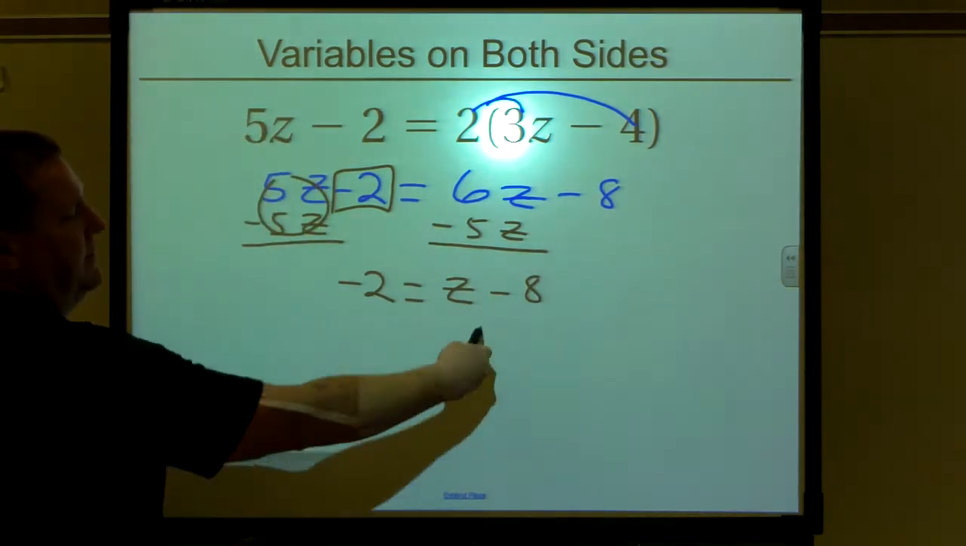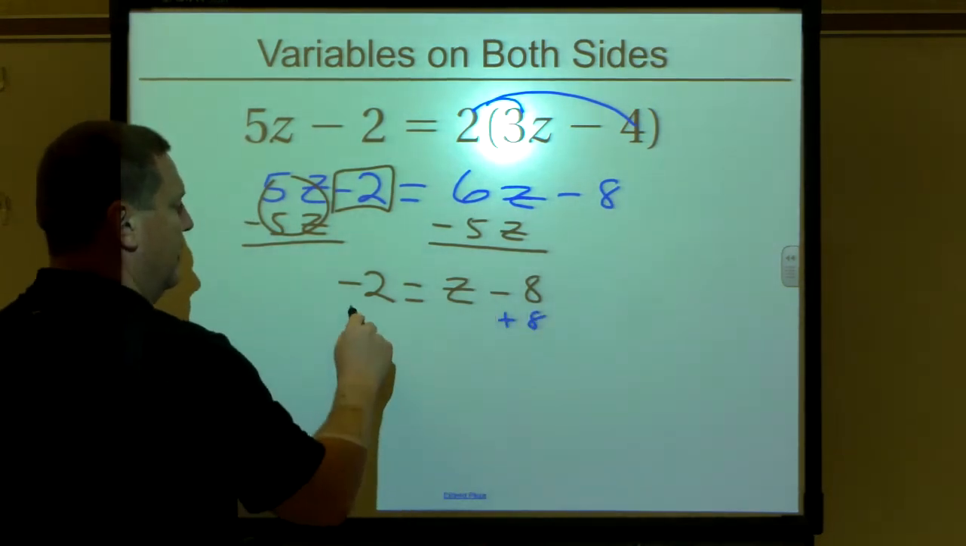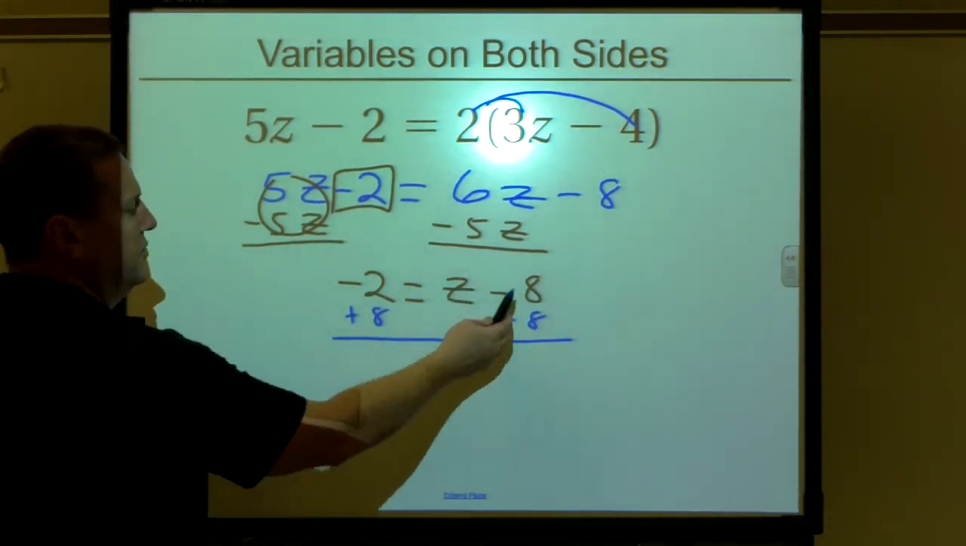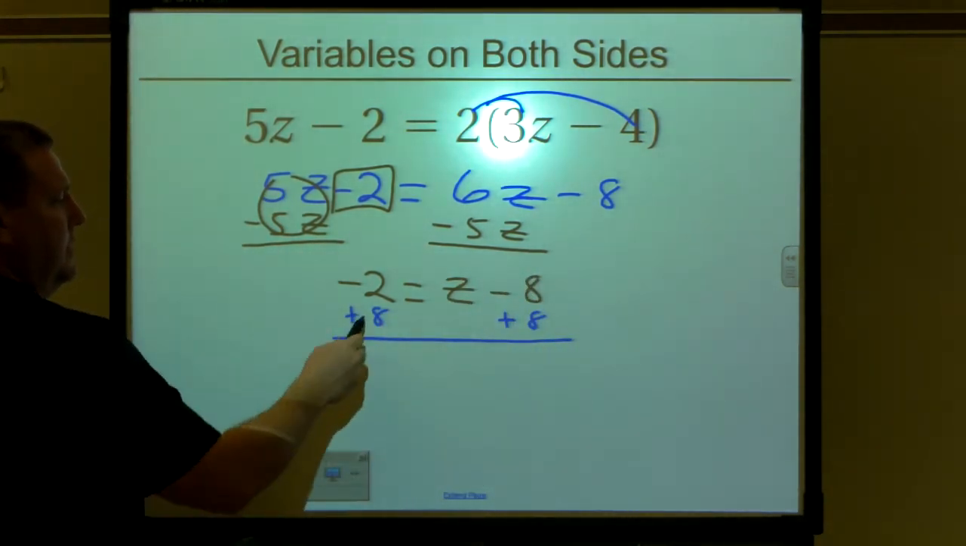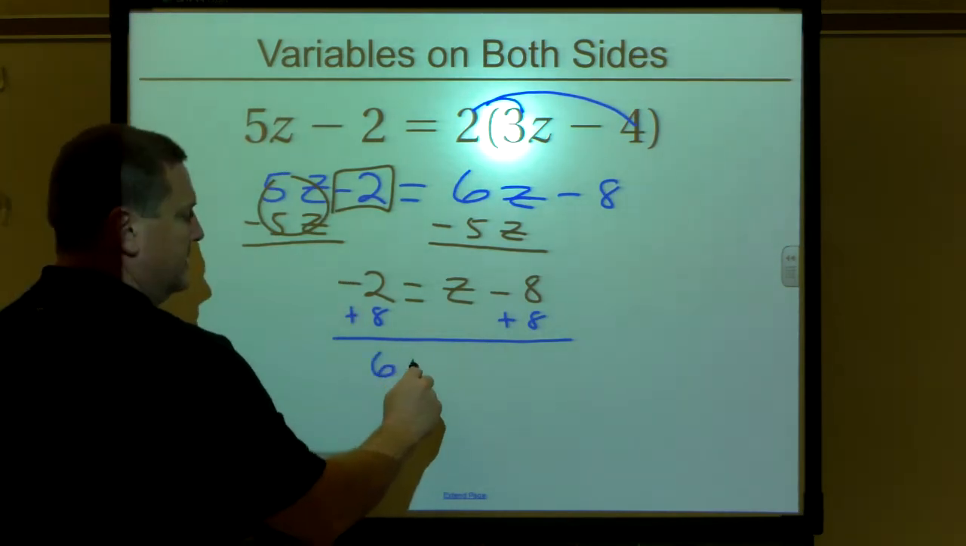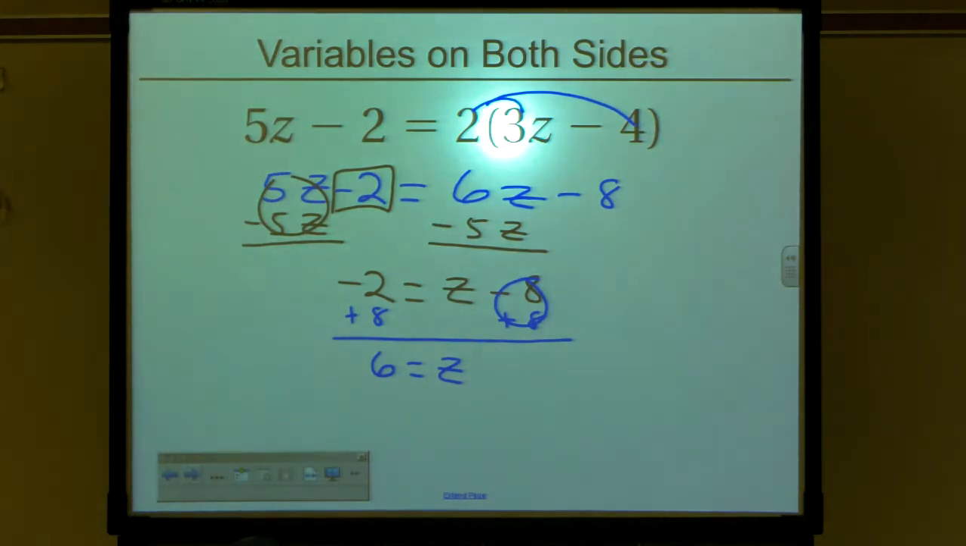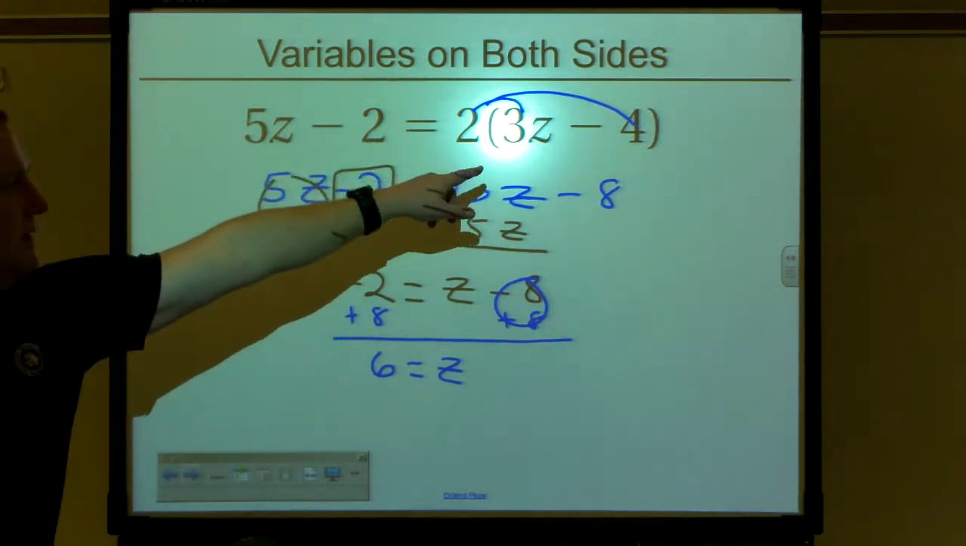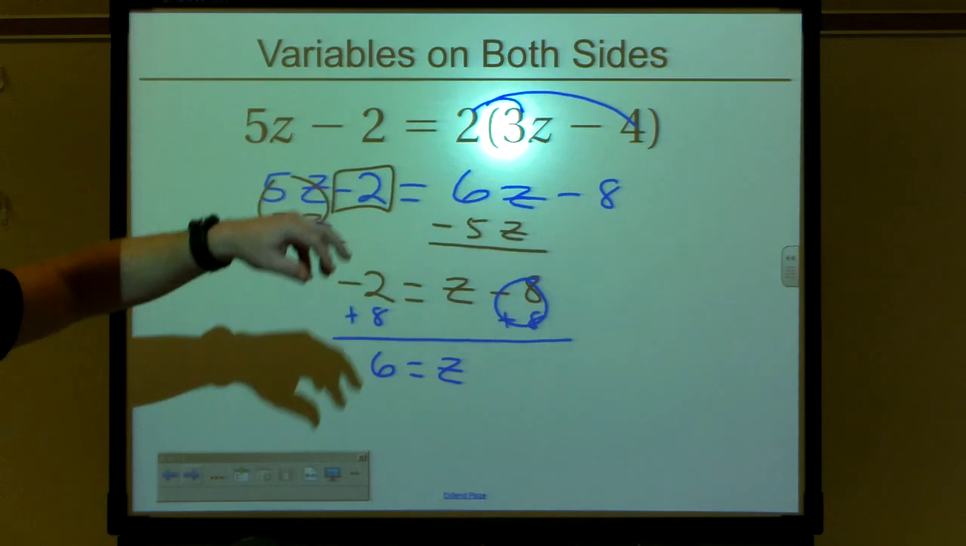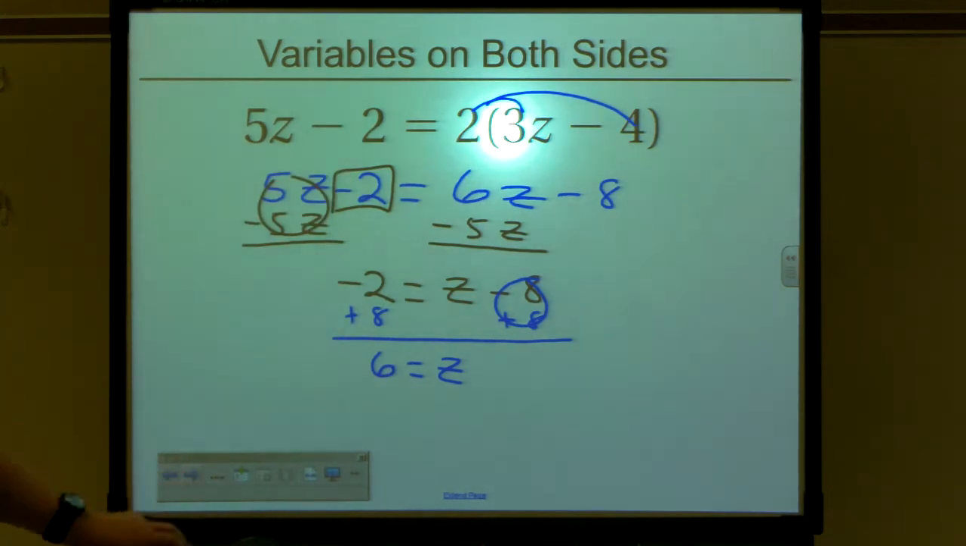Now all I got to do is get rid of my 8. Remember, I'm trying to isolate the variable, so get rid of everything that's with that variable. So negative 8 plus 2 is going to give us 6. And z plus 0 is just z. So z would have to equal 6 to make the left-hand side equal the right-hand side.